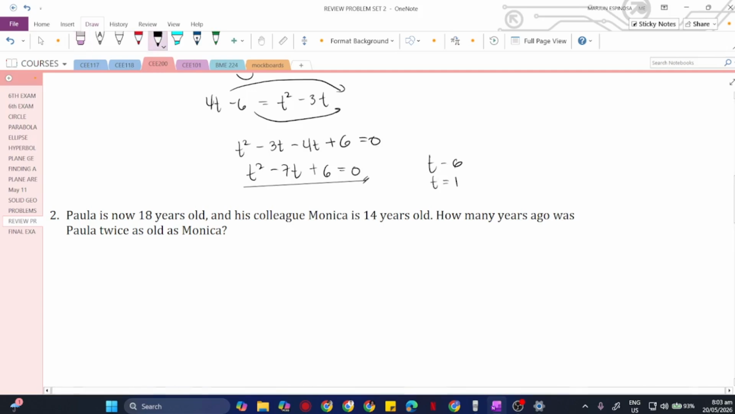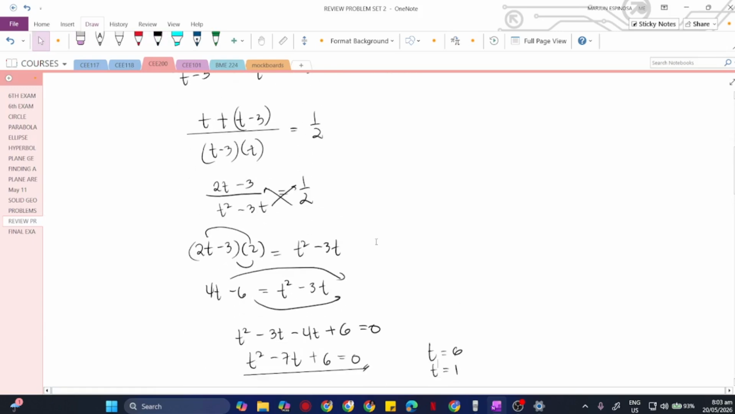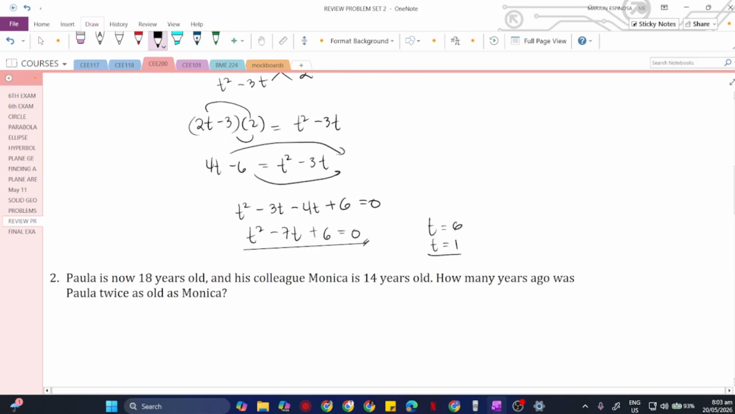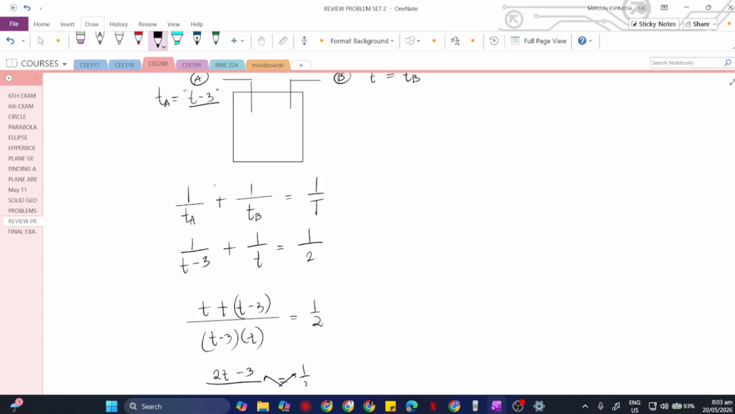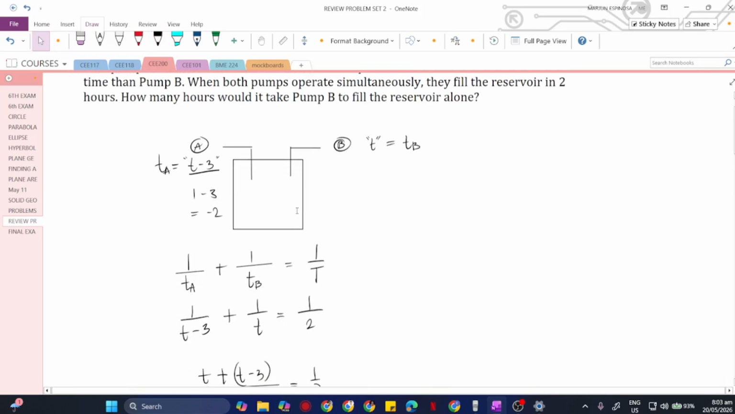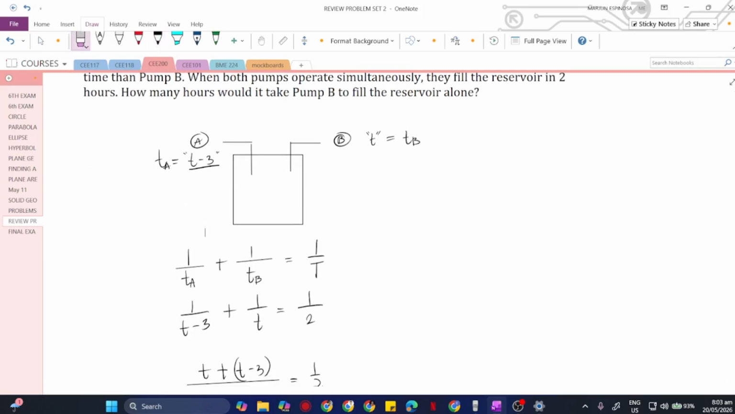So, saan dyan yung ating tamang sagot? Now, kung gagamitin natin yung 1 as our answer, try natin dito kung may make sense ba siya. If t is equivalent to 1, so that is 1 minus 3, that is negative 2, tama ba? So, there is no such thing as negative 2 time. Walang negative 2 second, walang negative 2 hours. So, yung only possible lang na value of our time would be equivalent to 6.